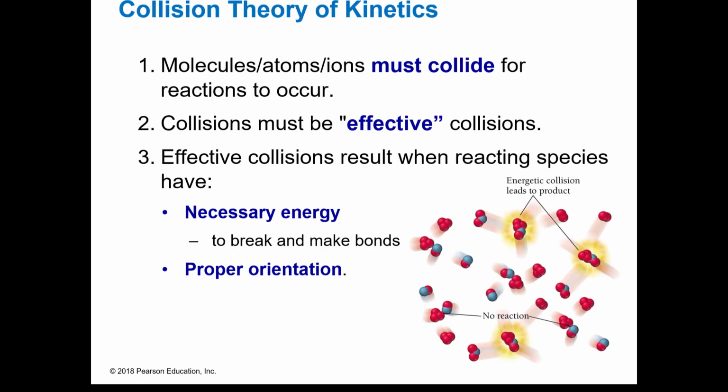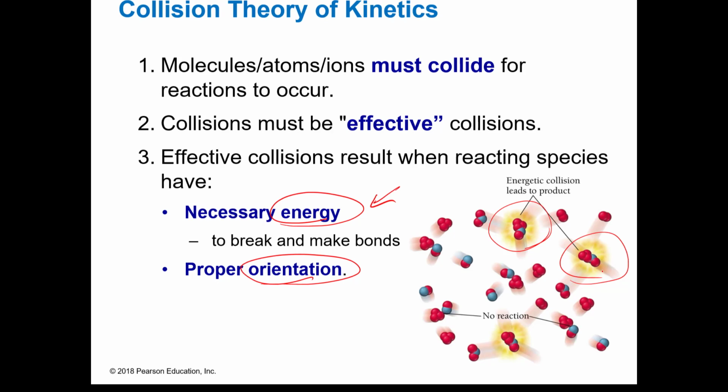So in order for a reaction to occur, you have got to have an effective collision. And an effective collision has got to collide with the correct energy, and it has to be oriented correctly. So it has to hit at the right spot, and it has to hit hard enough with enough energy to break bonds apart and then have enough left over to create the bonds that you're going to need in the product.